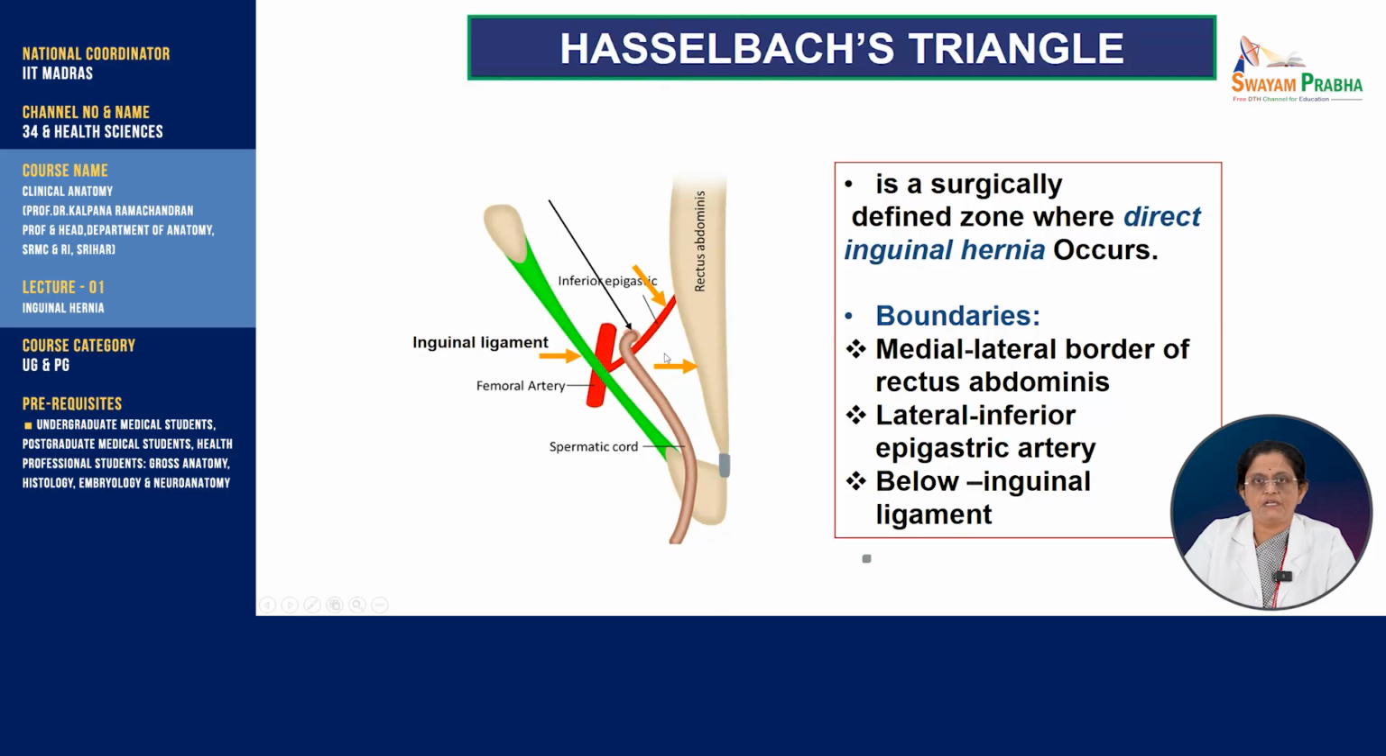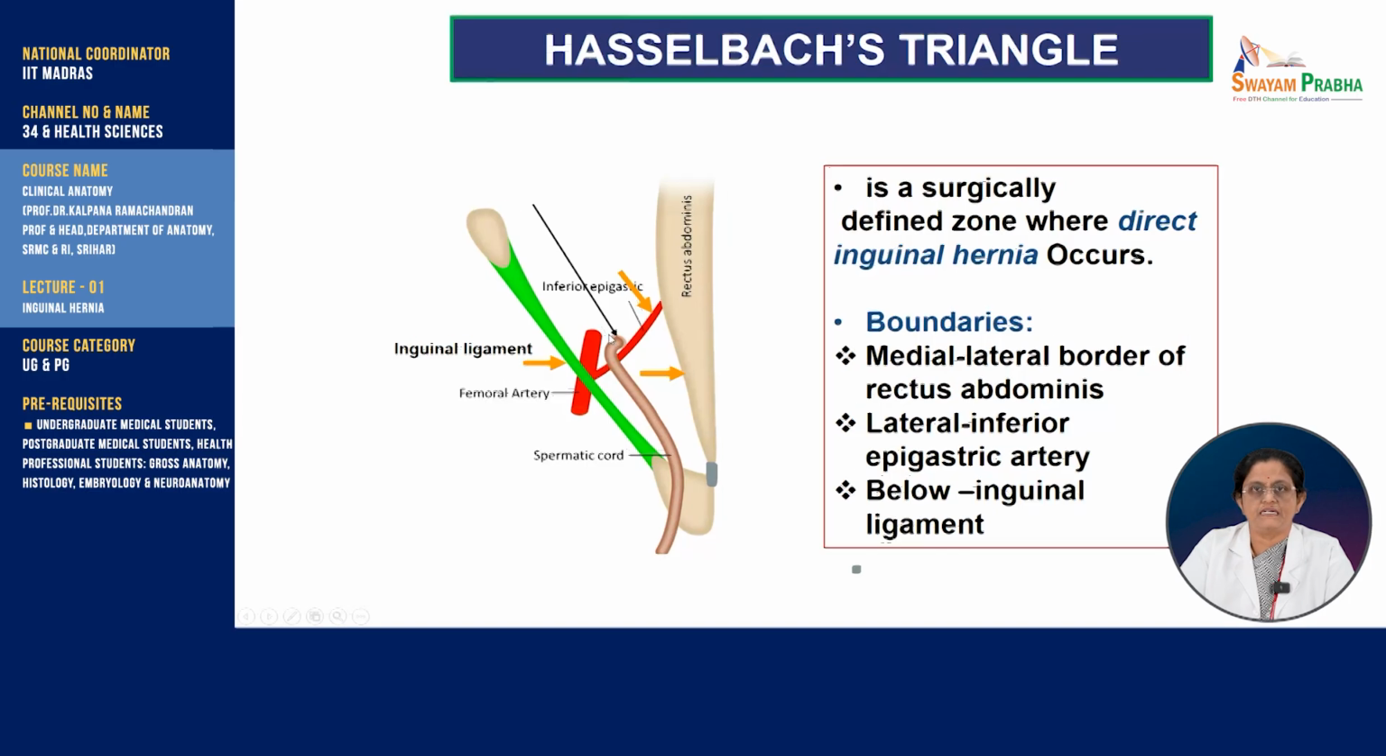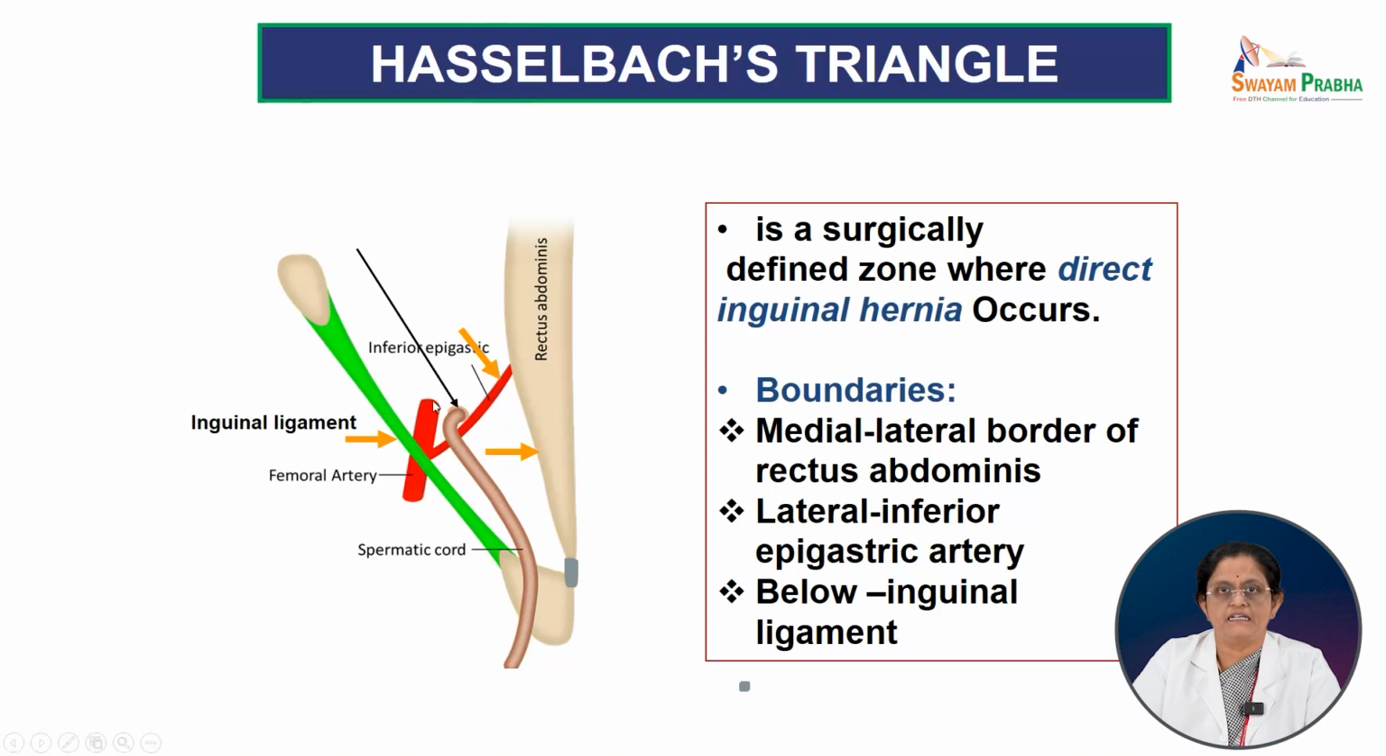It is very important to note certain relations here. One is that the stem of the deep inguinal ring is going to lie lateral to the inferior epigastric artery. This is the inferior epigastric artery, and you can see that the deep inguinal ring lies lateral to the inferior epigastric artery. So, this is Hasselbalch's triangle through which direct inguinal hernia occurs.